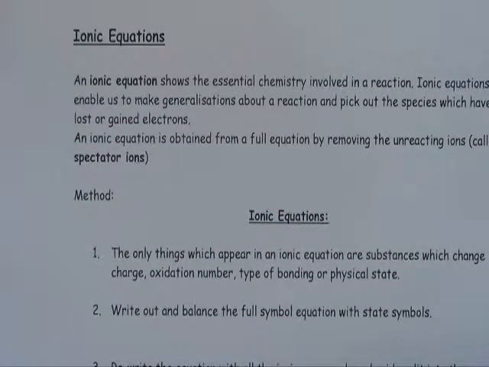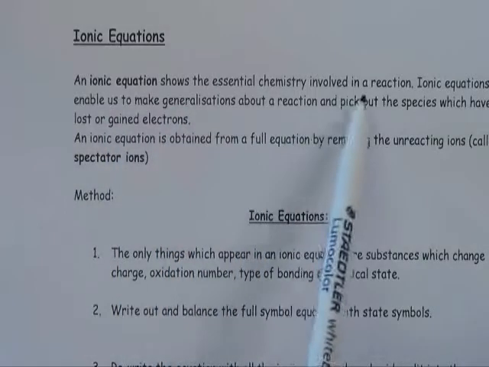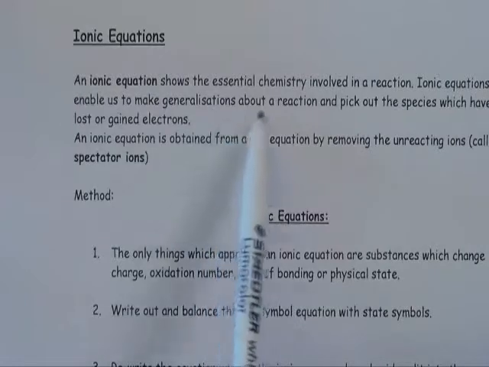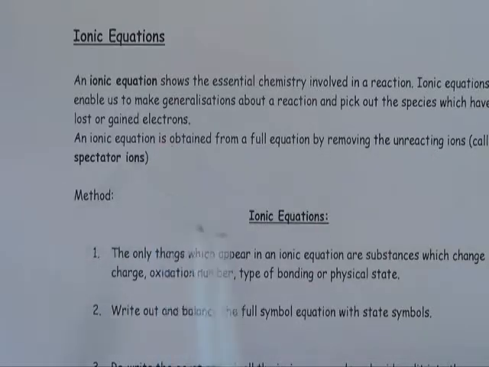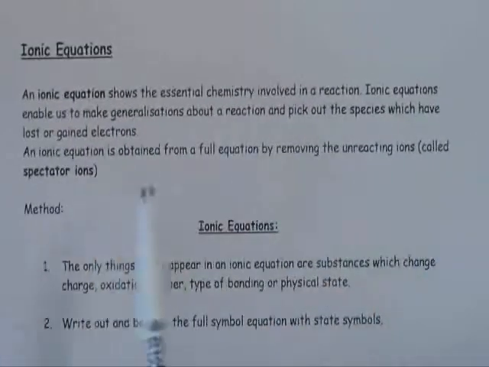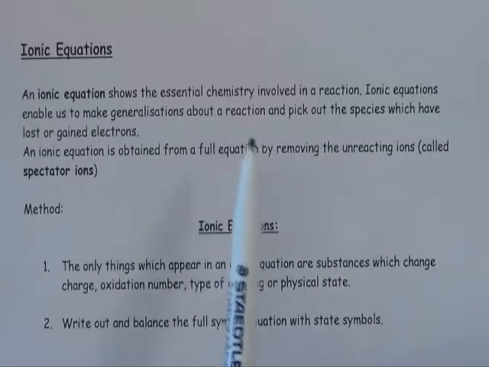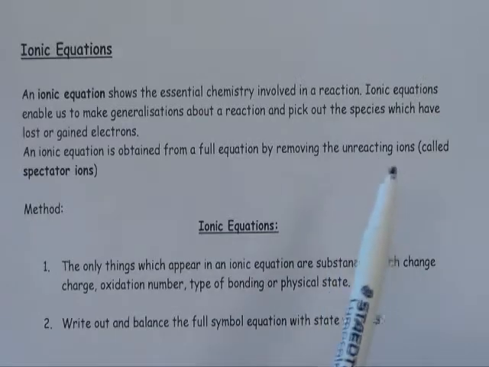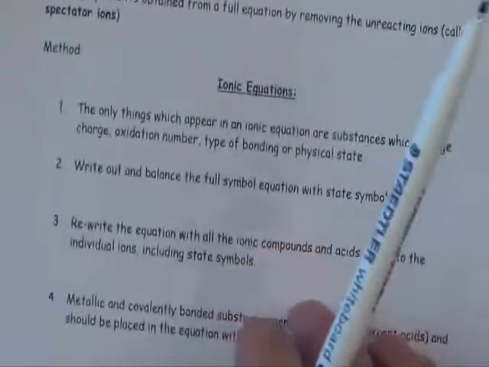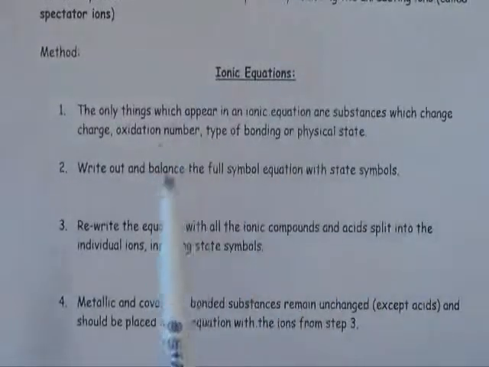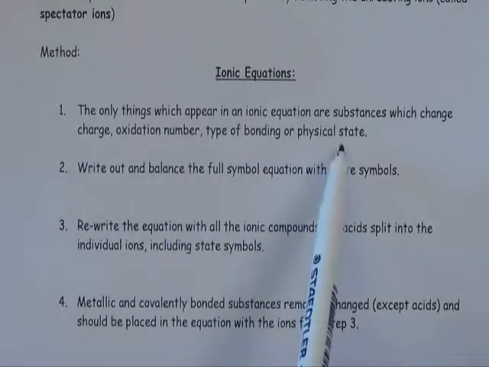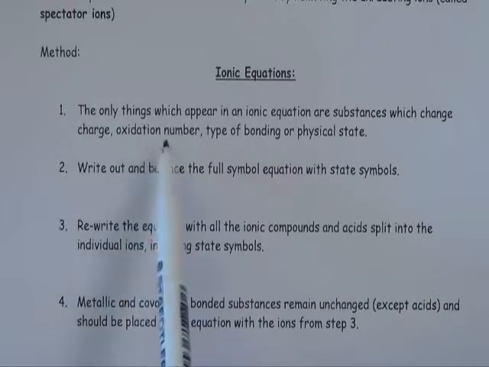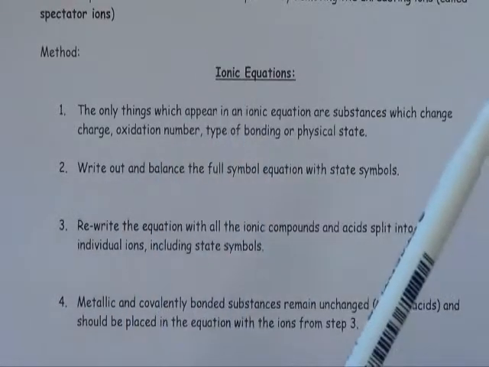An ionic equation shows the essential chemistry involved in a reaction. Ionic equations enable us to make generalizations about a reaction and pick out the species which have lost or gained electrons, in other words, the species that have actually reacted. An ionic equation is obtained from the full equation, hence the reason why we need to be able to write those, by removing the unreacting ions, which are called spectator ions. This is our little method here, broken down into 7 points. The only things that appear in an ionic equation are substances which change charge, oxidation number, type of bonding, or physical state. Don't worry at GCSE level about oxidation number. At A level, you will have to understand that.